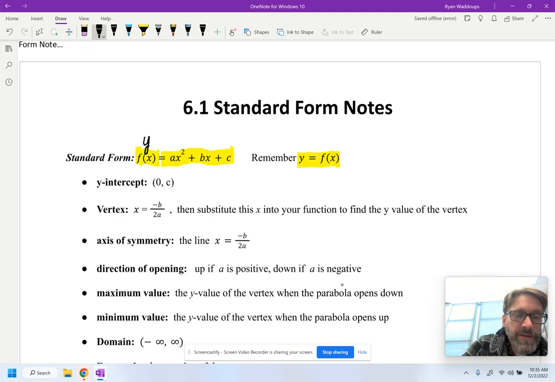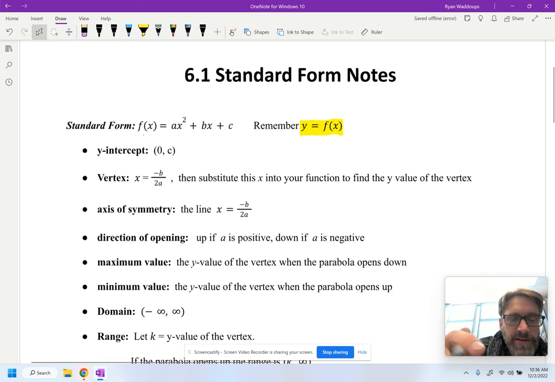The y-intercept is at the point 0, c. So just think, if I put a 0 here for x and a 0 here for x, if x equals 0, then these two terms just cancel, and y equals c. And so that's how that works.